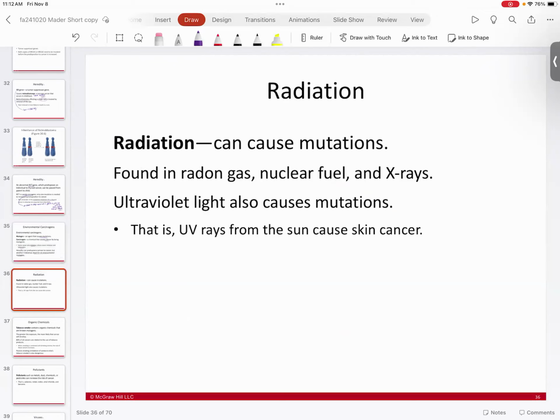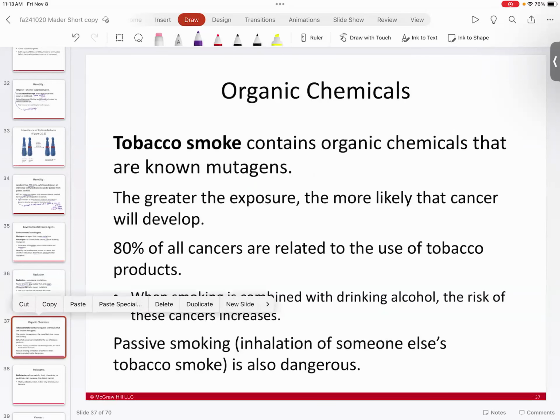The other big one that we have is radiation. This can also cause mutations. For instance, in Colorado, we have a lot of radon gas in our soils. And so that's our big thing. Nuclear fuel, right? Those are plutonium fuel rods, and X-rays are all types of radiation. Ultraviolet is probably the biggest one here in Colorado. This can cause mutations in our skin and cause skin cancer.